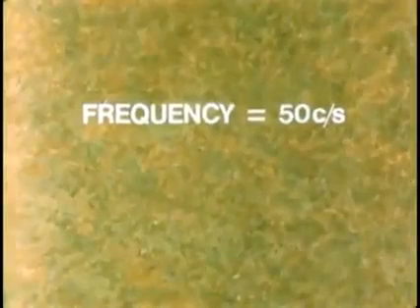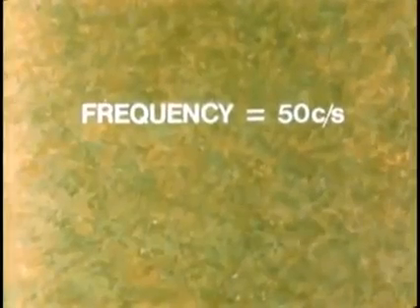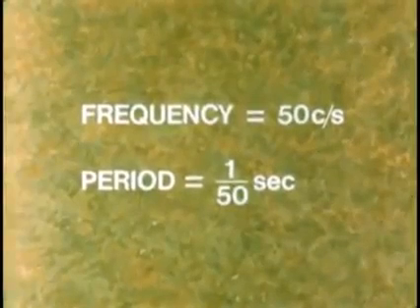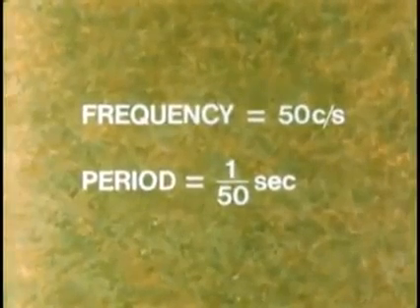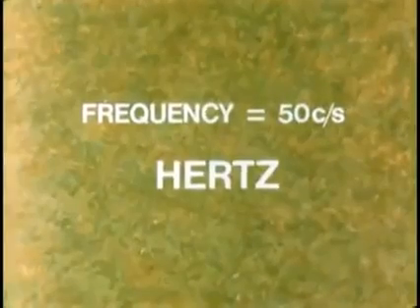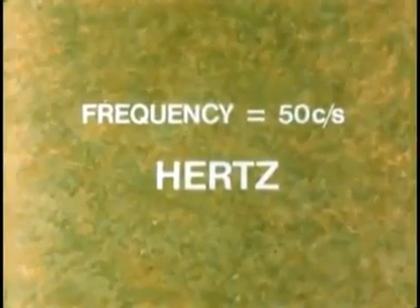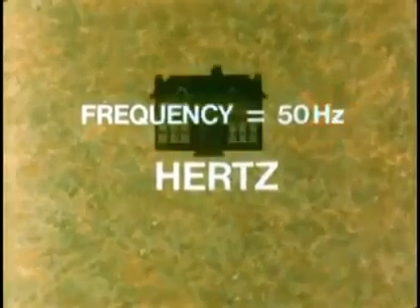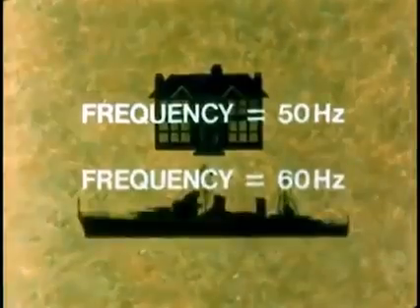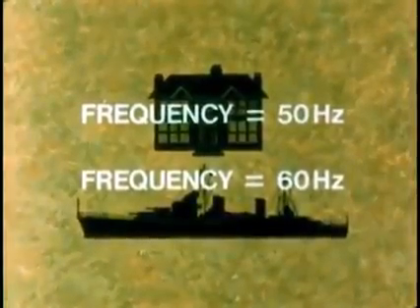The 50-cycle AC of the British National Grid has a period of 1/50th of a second. Incidentally, instead of saying cycles per second, we use the name hertz. In the United States, all electricity is generated at 60 hertz. The AC supply in a ship is usually 60 hertz, 60 cycles per second also.